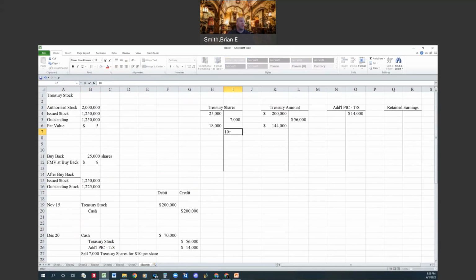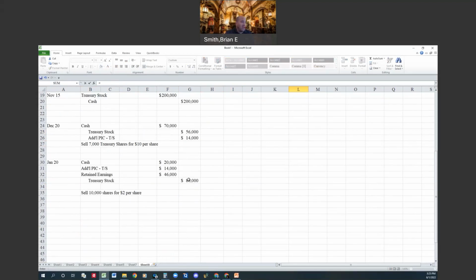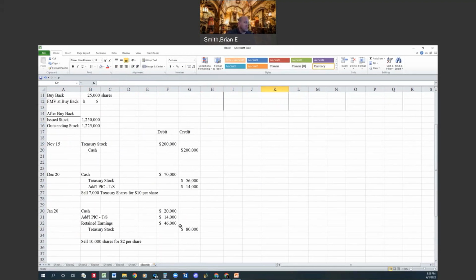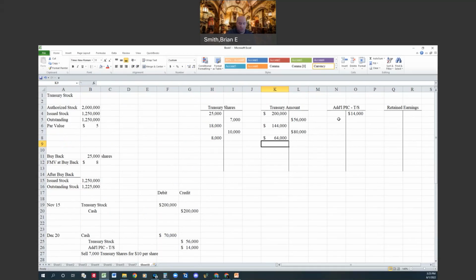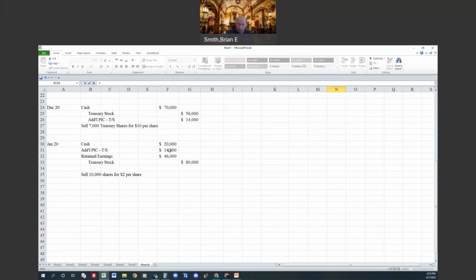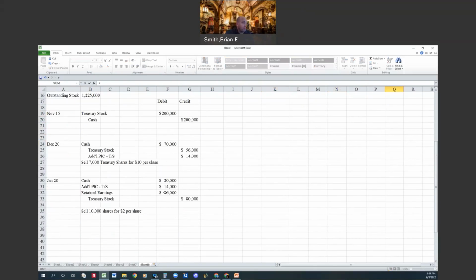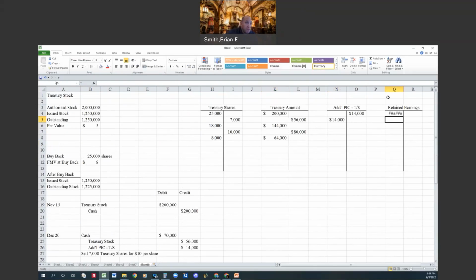So what we're going to do now is we are going to reduce our treasury shares in the amount of 10,000 shares. That's going to leave us 8,000 shares. We are going to reduce our treasury amount by the 80,000. So we're going to be left with 64,000. And then we're going to reduce our additional paid in capital by 14,000 for treasury shares. And then we're going to reduce our retained earnings by the remaining amount. Okay? That's how it works. All right.